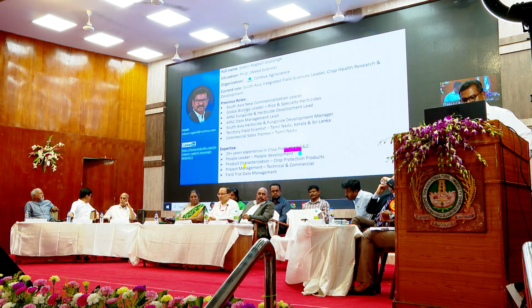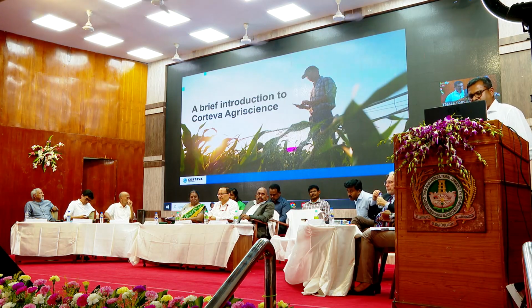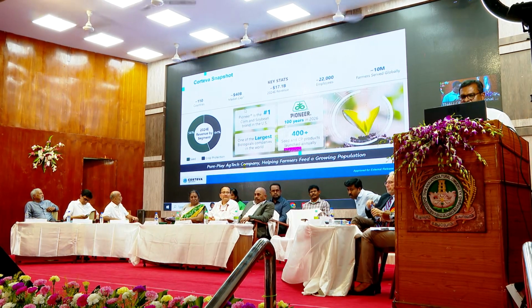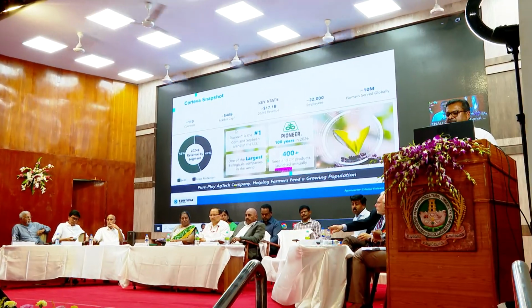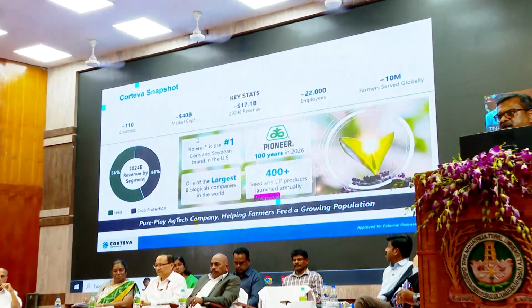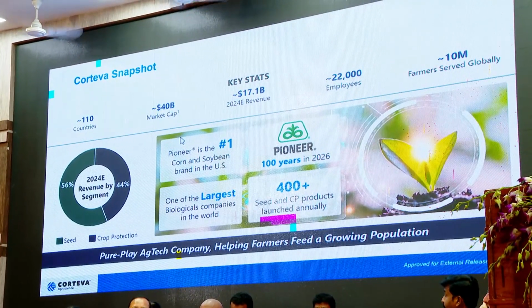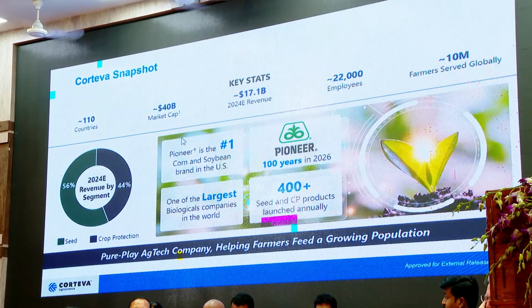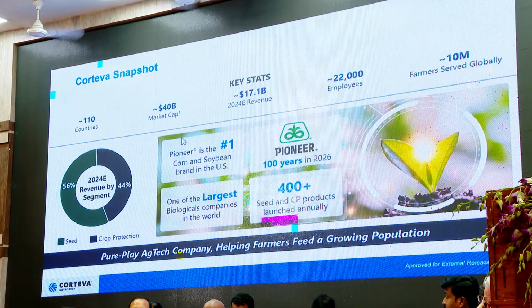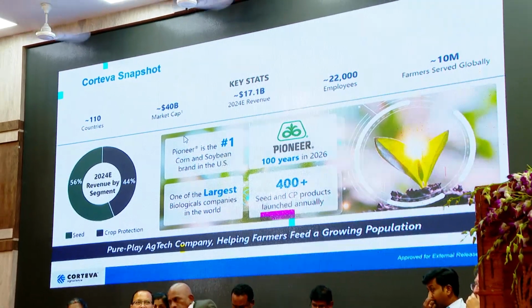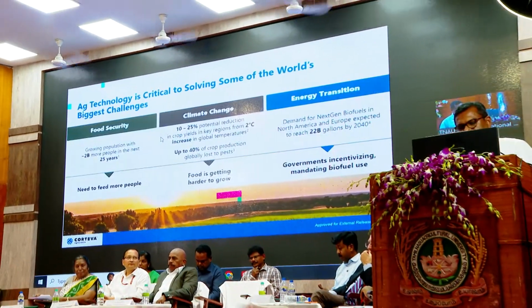So a Corteva snapshot: we are operating in 110 countries, with a market cap of $40 million. Last year our reported revenue was $17 billion. We have 22,000 plus employees, and around 10 million farmers we are serving. Our seed is number one in corn and soybean, that's Pioneer. And largest in biologicals, I'll touch upon how we claim that one. And we have 400 seed and CP solutions.